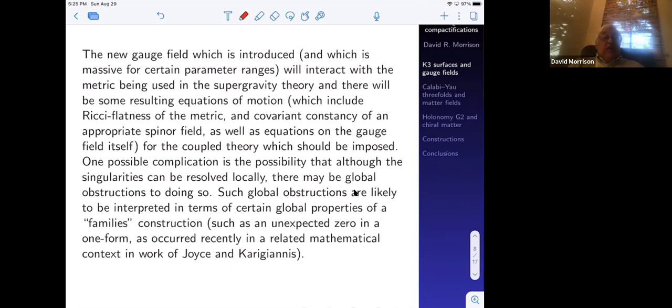This talk is a kind of progress report on what we know and what we still need to know. And one of the things we don't know is what might happen in this issue of globalizing the resolution of singularities.